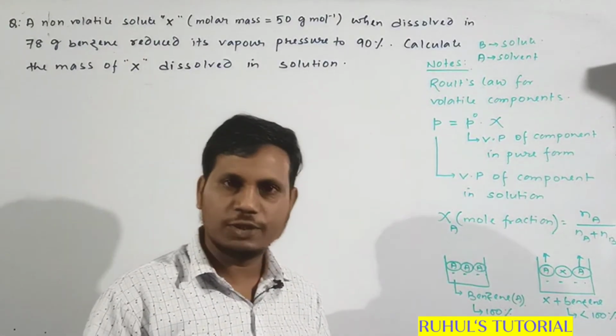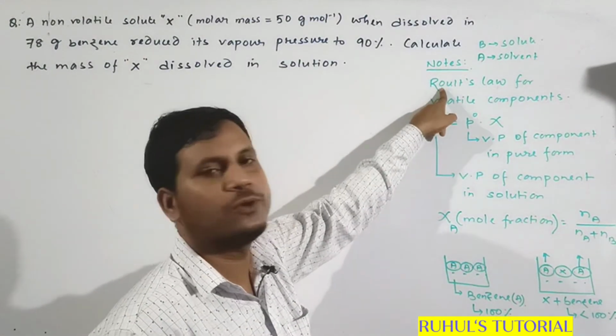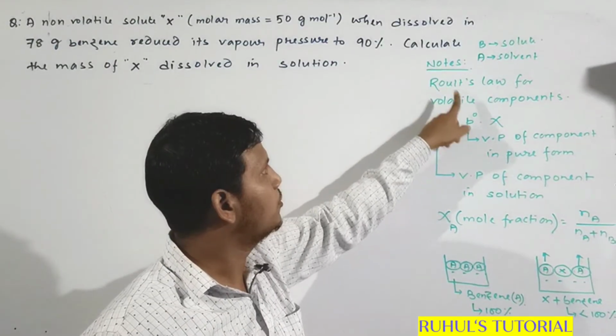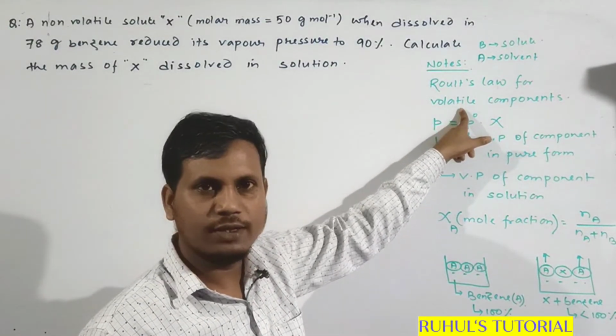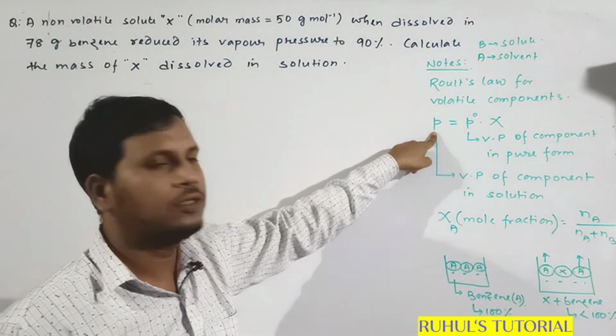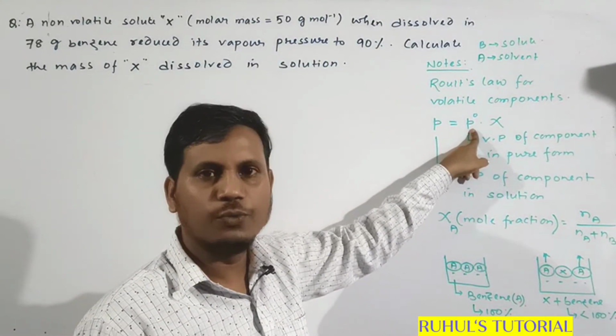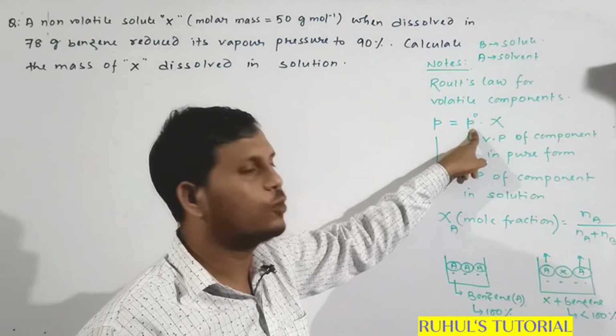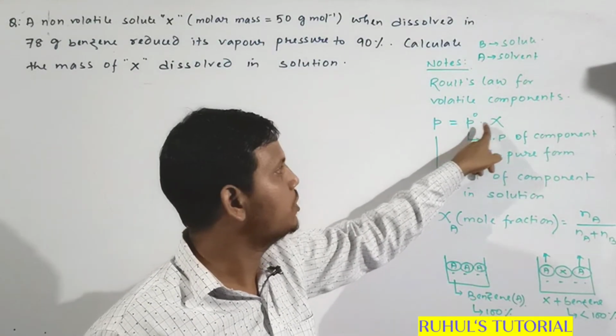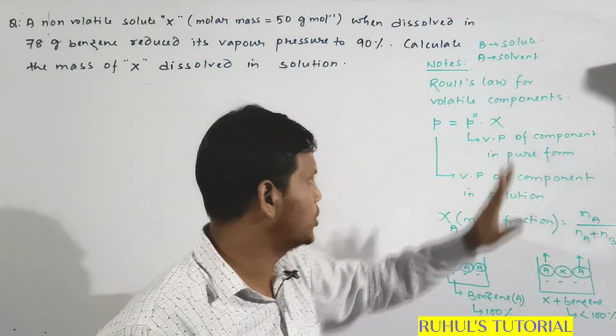then vapor pressure comes. So we will use Raoult's law, and Raoult's law for a volatile component says the vapor pressure of the volatile component is equal to the vapor pressure of that component in pure form times its mole fraction.